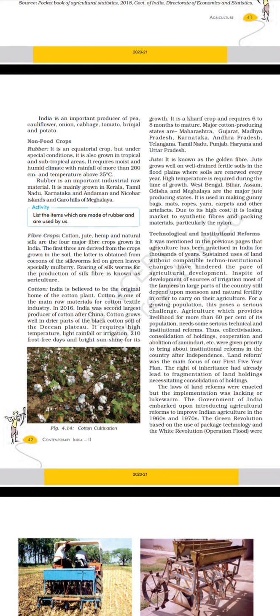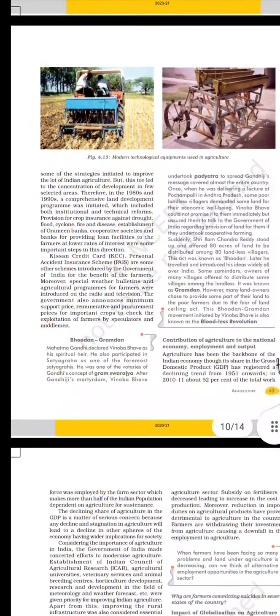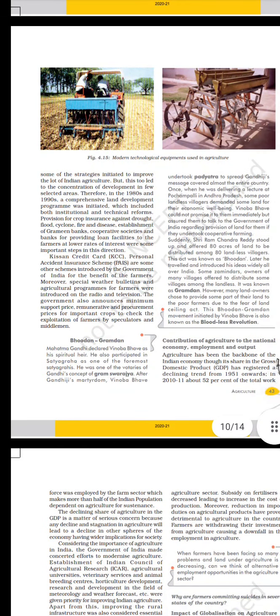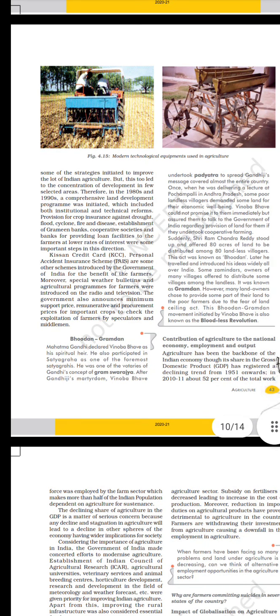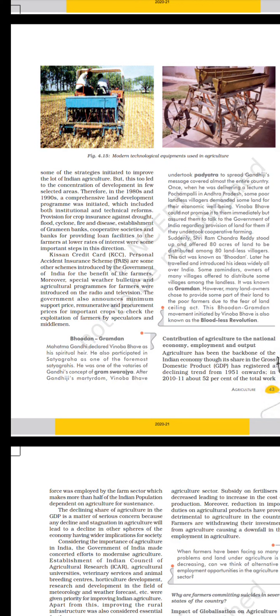The Government of India embarked upon introducing agricultural reforms to improve Indian agriculture in the 1960s and 1970s. The Green Revolution based on the use of packaged technology and the White Revolution, Operation Flood, were some of the strategies initiated to improve the lot of Indian agriculture, but this too led to the concentration of development in a few selected areas. Therefore, in the 1980s and 1990s, a comprehensive land development program was initiated, which included both institutional and technical reforms.